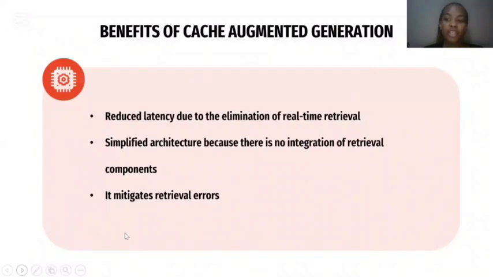To summarize, cache-augmented generation brings three key advantages: faster response times, a more efficient system design, and improved reliability. As AI applications continue to evolve, leveraging caching mechanisms can lead to better user experiences and more scalable solutions.